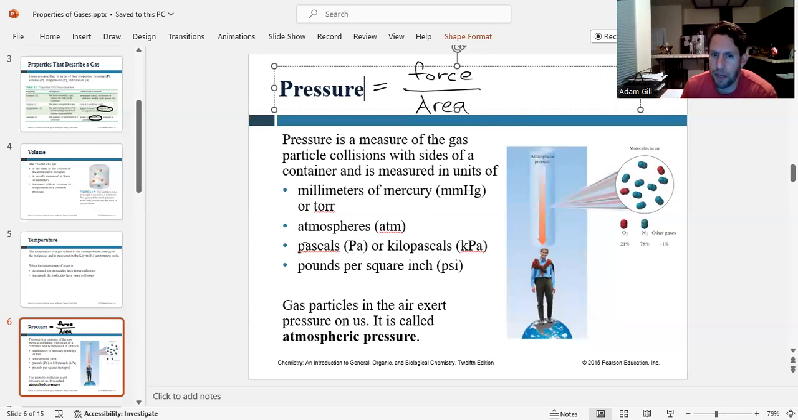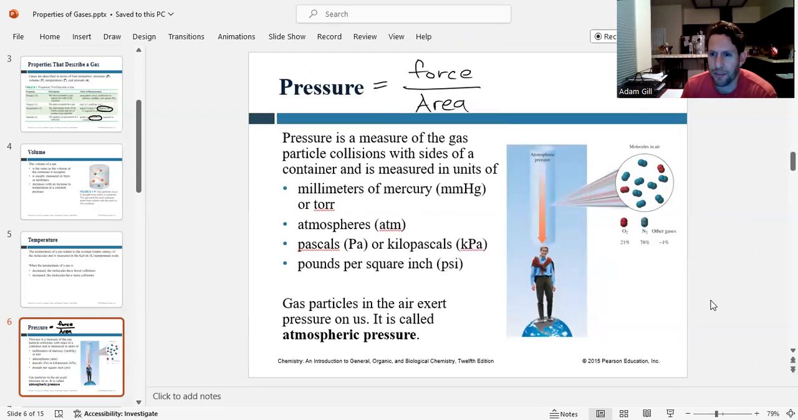In physics, they use pascals or kilopascals. In America, we use pounds per square inch. So pounds is the force, the square inch is the area. We abbreviate that as PSI. So most of your tires on your car, the measurements are in PSI, right? You have to have so many PSI of air pressure in your tires. It's just a different unit. All of these are units of pressure, and there are conversions for going back and forth between each of these.